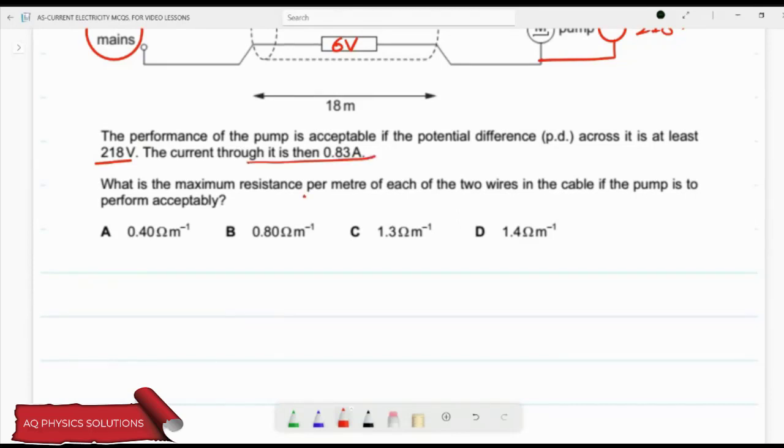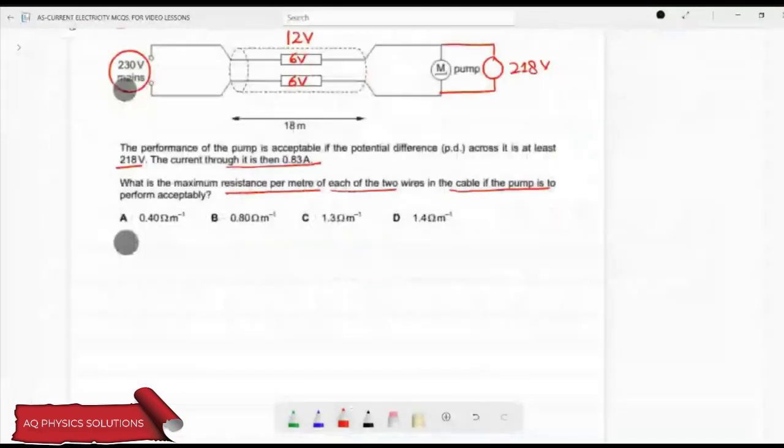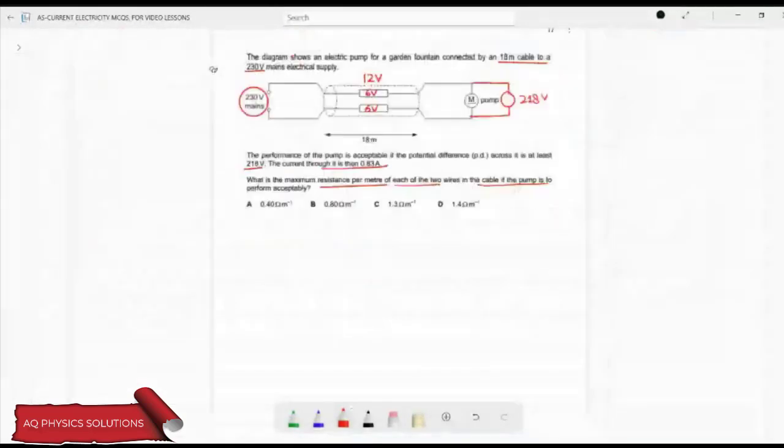So current is given to you. This is 0.83 ampere. What is the maximum resistance per meter of each of the two wires? This is very important, that we have to find out the resistance of the wire in each cable of the pump that is performing the acceptable performance. So let's solve this. It's a bit tricky but easy question, not that hard.